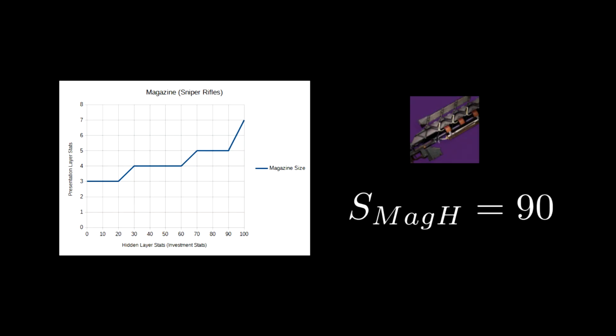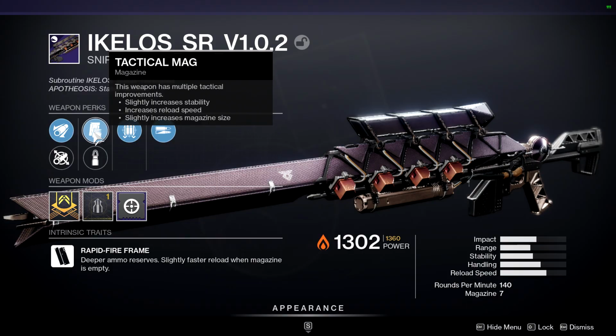The Ikelos sniper rifle has a hidden layer magazine value of 90. Right away, we can see that we're only 10 stat points away from hitting the cap at 100. This means that Tactical Mag will cap out your Ikelos sniper rifle and reward you with a huge boost of 2 whole bullets.